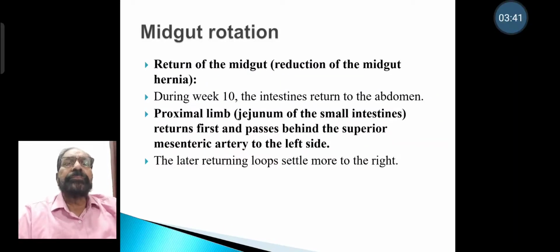Return of the midgut, reduction of the midgut hernia. During week 10, intestines return to the abdomen. Proximal limb, that is jejunum of the small intestine, returns first and passes behind the superior mesenteric artery to the left side. The latter returning loops settle more to the right.